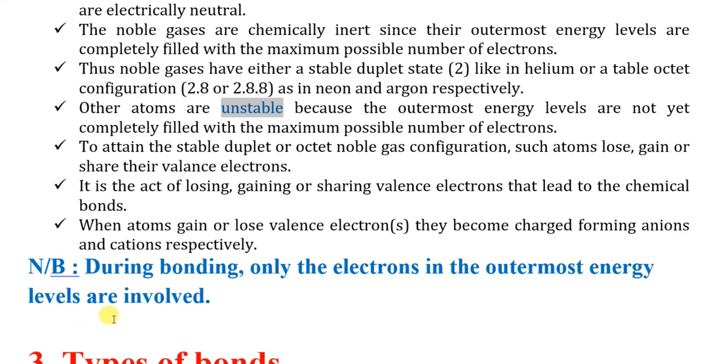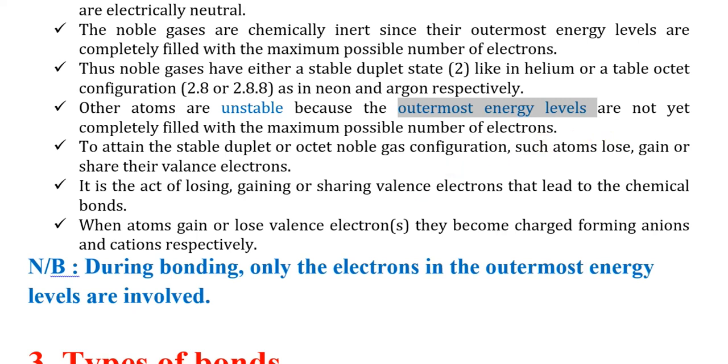If they are unstable, they must react for them to become stable. So during the reaction, they will either lose electrons or gain electrons. Other atoms are unstable because the outermost energy levels, mark that, are not yet completely filled with the maximum possible number of electrons.